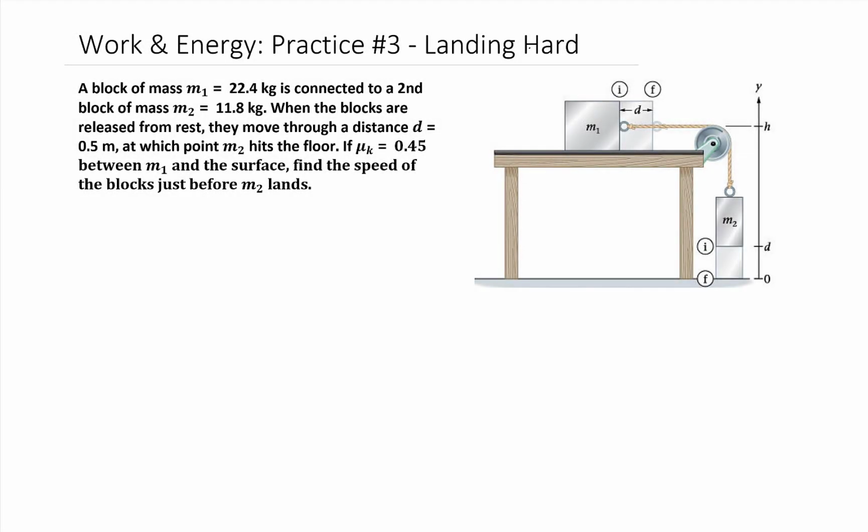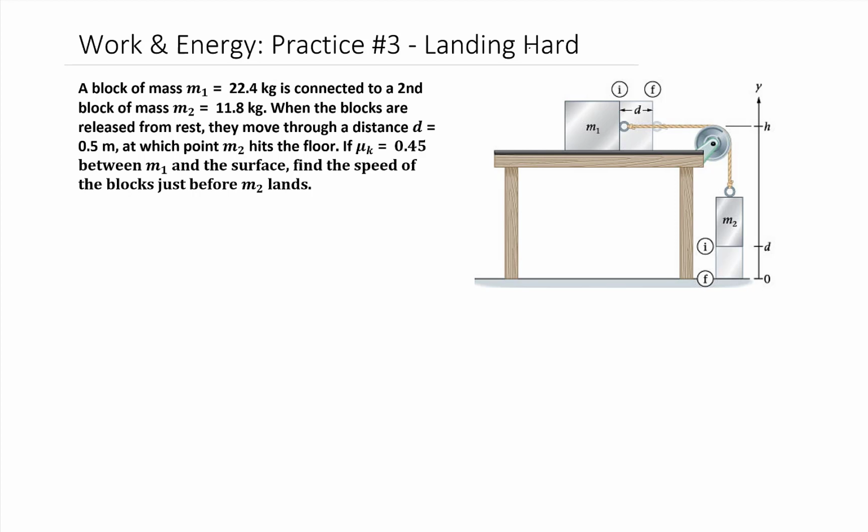Moving on to another question. This one's a little bit more complicated with a pulley system. So in this case, we have a block of mass M1 on top of the table, which is 22.4 kilograms. You then have a second block that's hanging, which is 11.8 kilograms, to the right of the table. When the blocks are released from rest, which means they both start off with a speed of 0 meters per second, they move through a distance of d equals 0.5 meters, at which point the second block hits the floor.